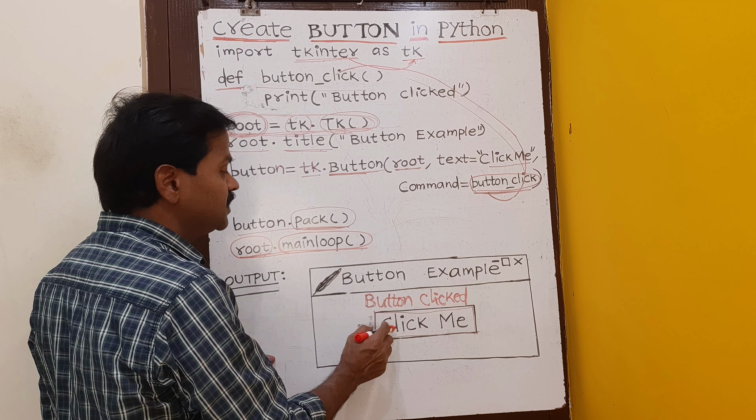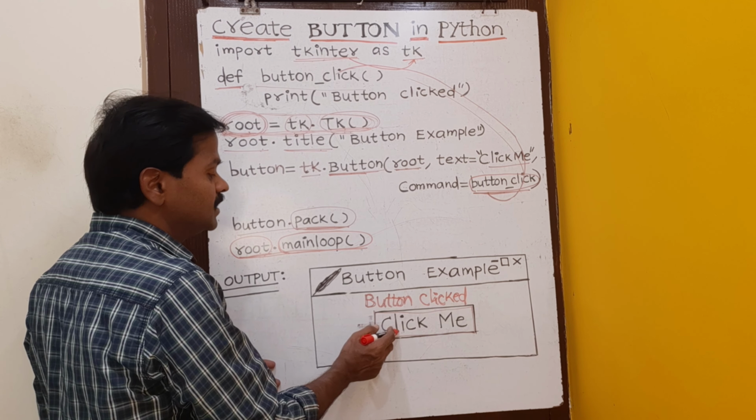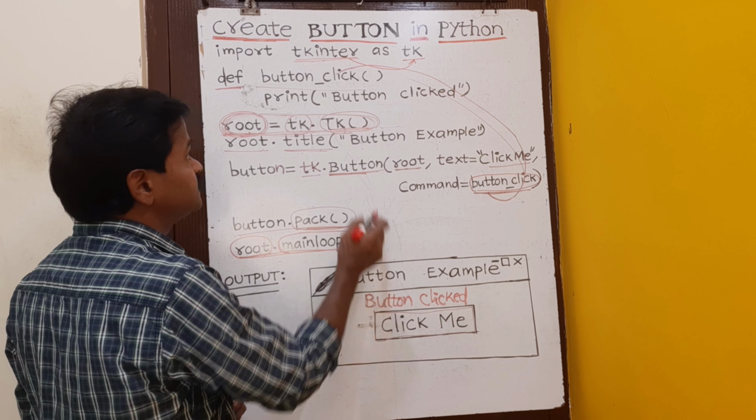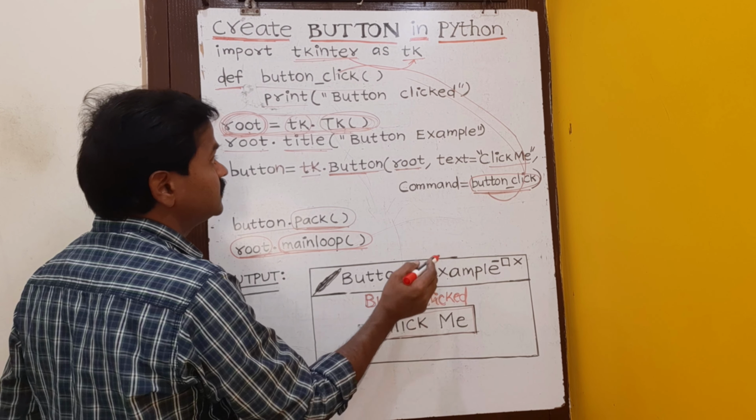As many times as you click on this button, that many times this event will be handled. The message will be displayed as button clicked. This print is the output. What is the output? If I click, button clicked will be displayed.